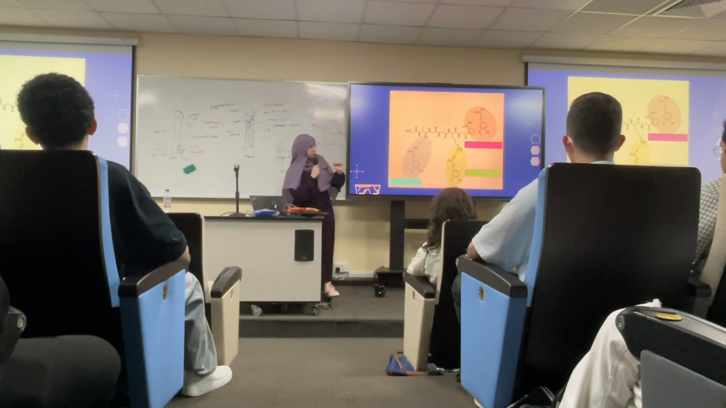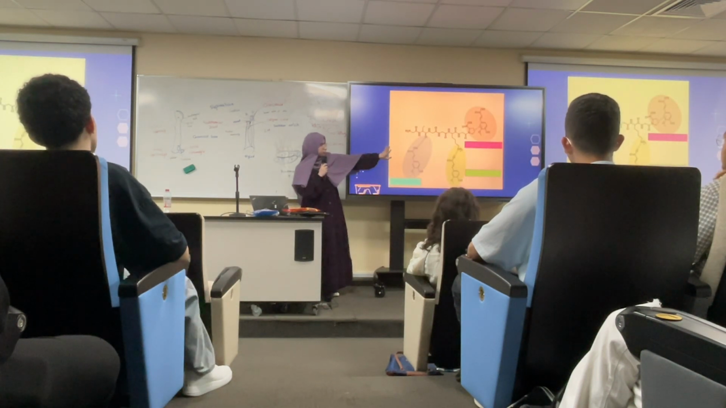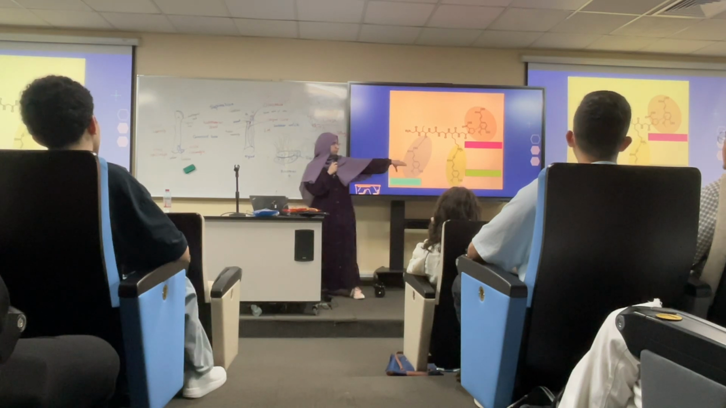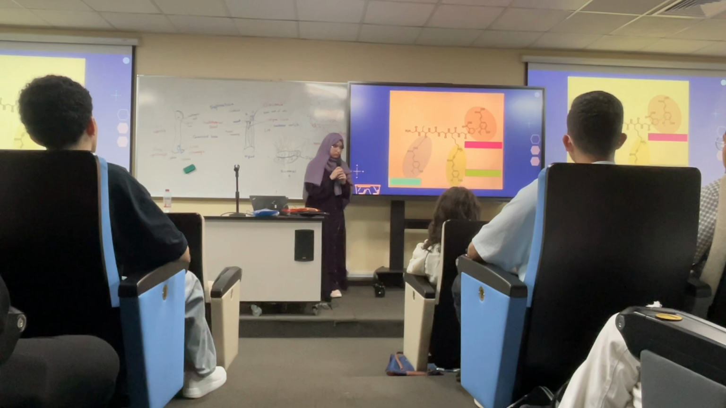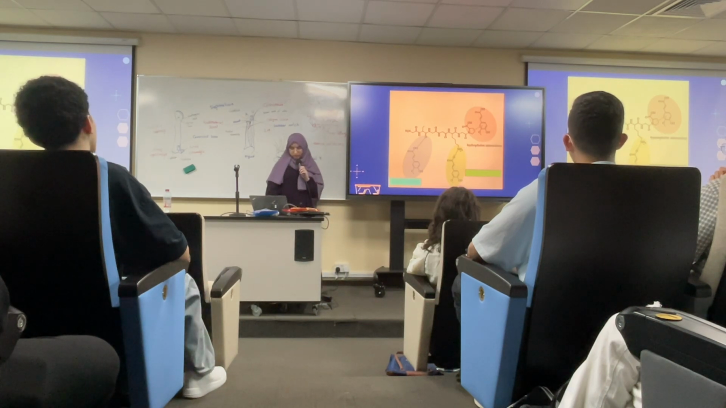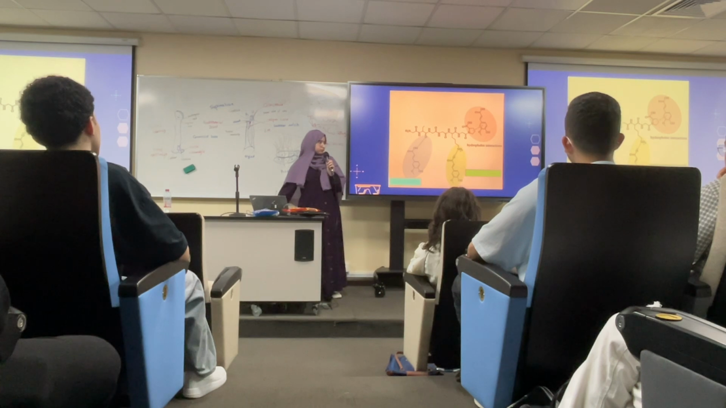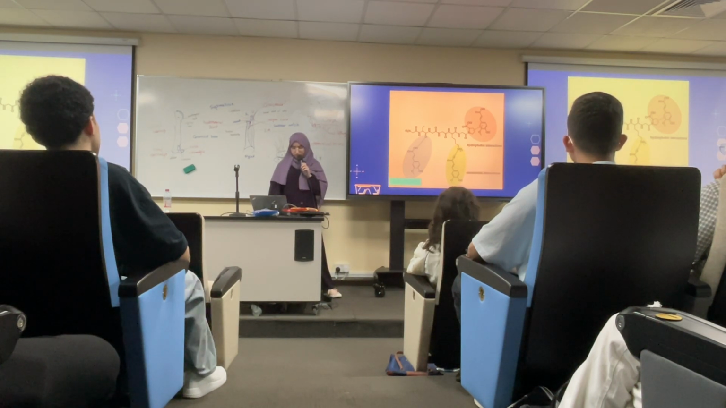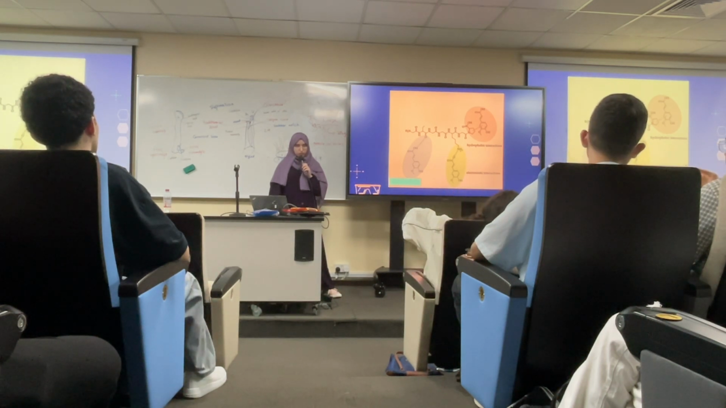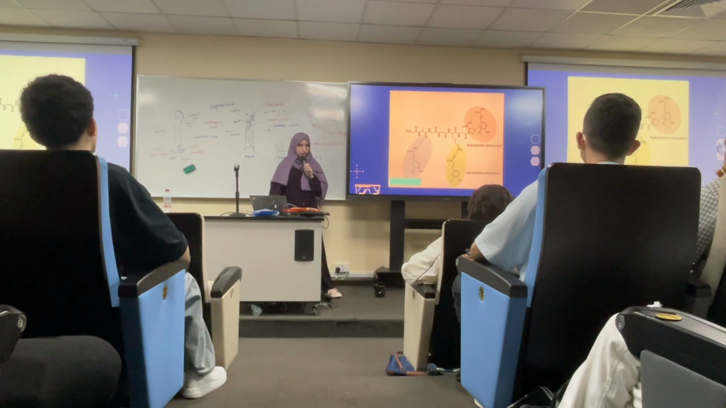Now, can you guys tell me the names of these three non-covalent bonds, starting with this one? Yes, hydrophobic interaction. What about the green one? Hydrogen bonds. Right. All right. For the blue one.